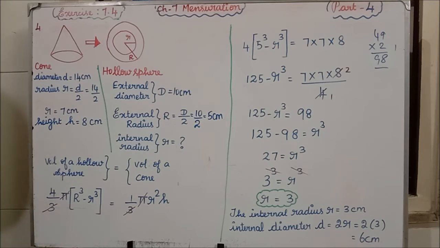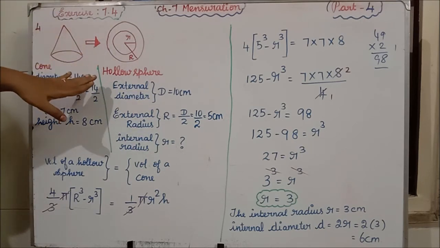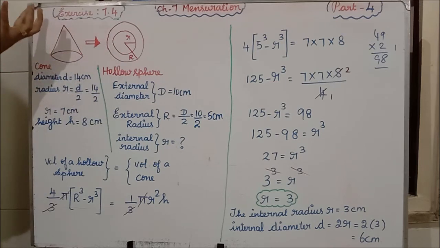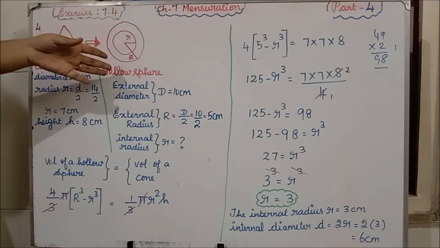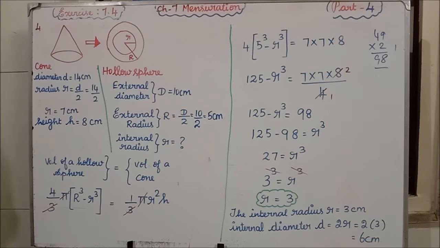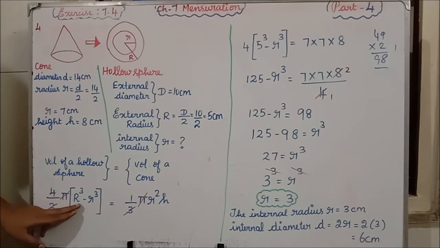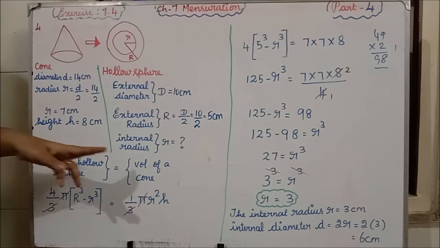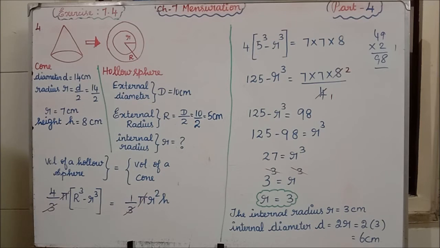So what am I doing? I am taking the cone, melting the cone, and making it into a hollow sphere. The same volume I used for the cone, I am going to use for the hollow sphere also. So volume of the hollow sphere is equal to volume of the cone. The volume of the hollow sphere formula is 4 by 3 pi capital R cube minus small r cube. Similarly, the volume of the cone formula is 1 by 3 pi r square h.